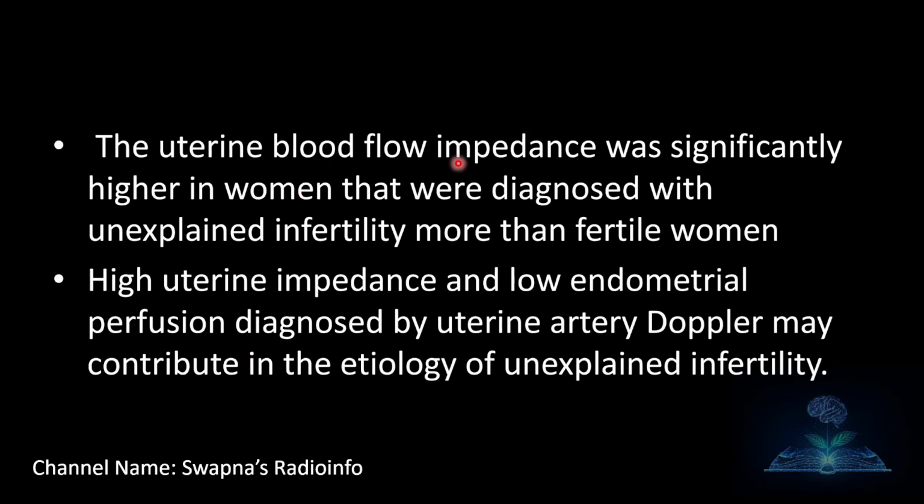The uterine blood flow impedance was significantly higher in women diagnosed with unexplained infertility than in fertile women. High uterine impedance and low endometrial perfusion diagnosed by uterine artery Doppler may contribute to the etiology of unexplained infertility.